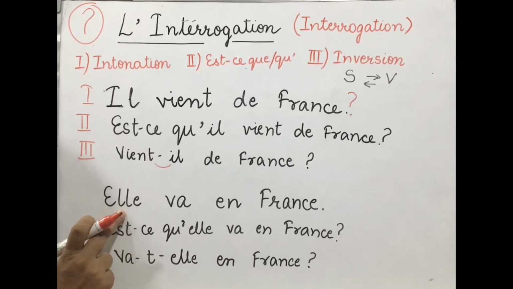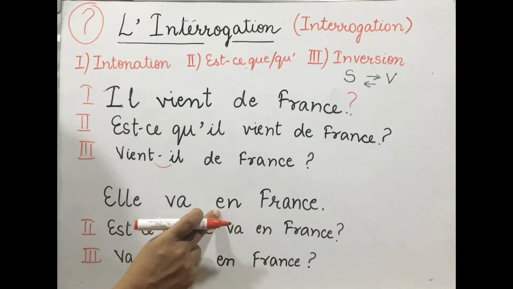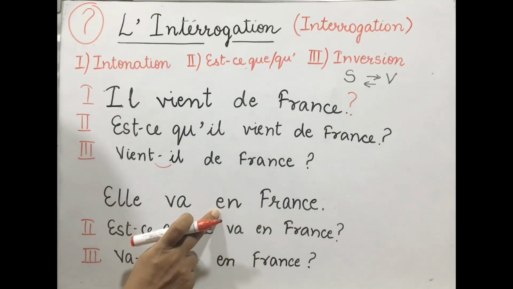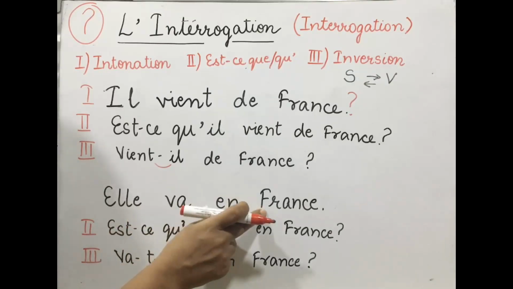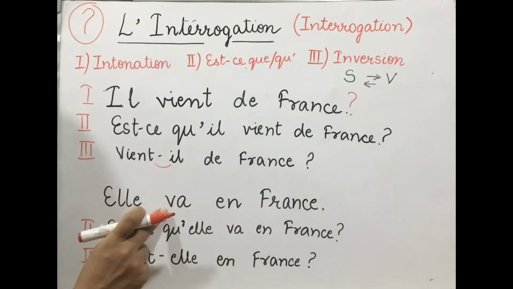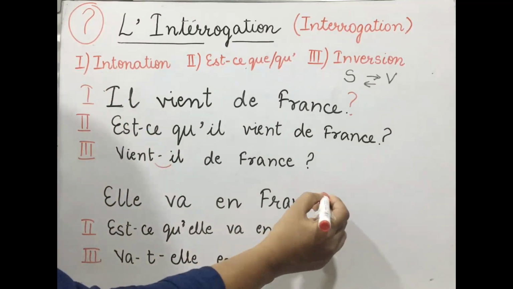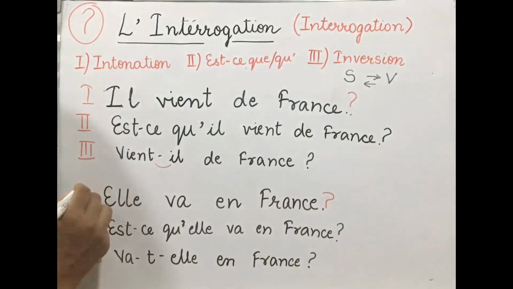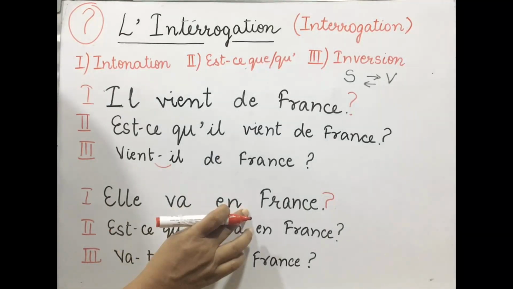I have taken one more similar sentence here just to tell you one tricky thing. The second sentence on the board is Elle va en France. Again, why I have used en, you can refer to the lesson related to the prepositions of places. Here this means she goes to France. Elle va en France. Now the intonation part, nothing has to be done, you just put a question mark and change your tone. So this becomes Elle va en France?